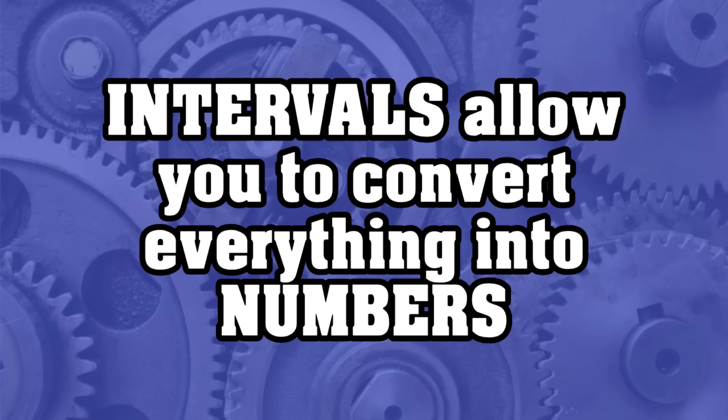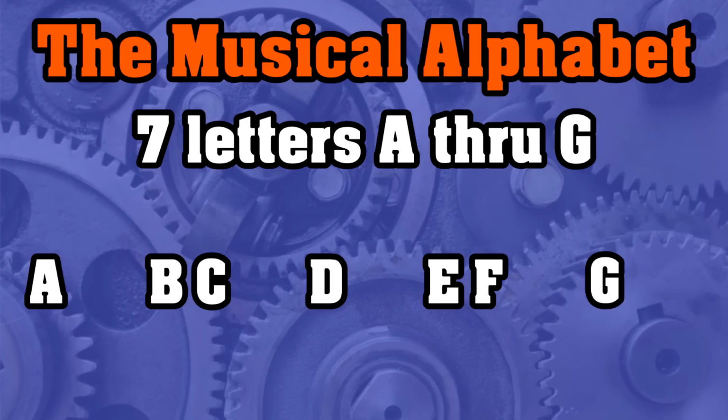Instead of thinking in terms of the musical alphabet, you will instead be thinking in terms of numbers. However, in order to successfully make this transition from thinking in terms of notes into thinking in terms of numbers, it will help to at least familiarize yourself with the musical alphabet first. So let's do that now. The musical alphabet consists of 7 letters, A through G.